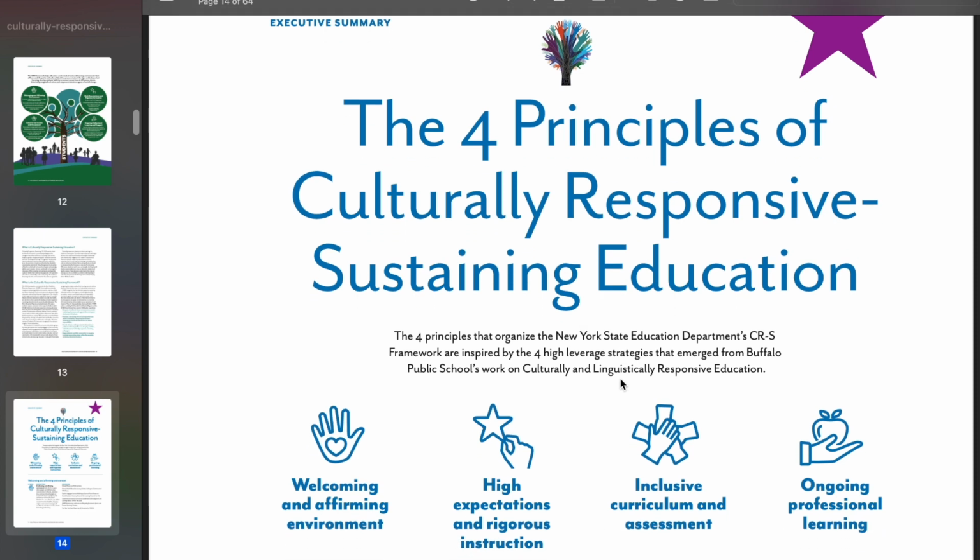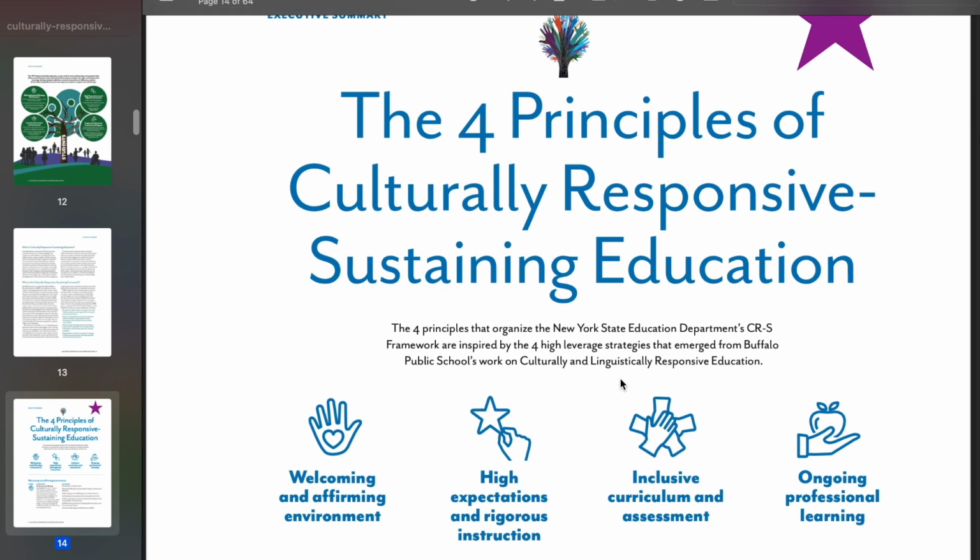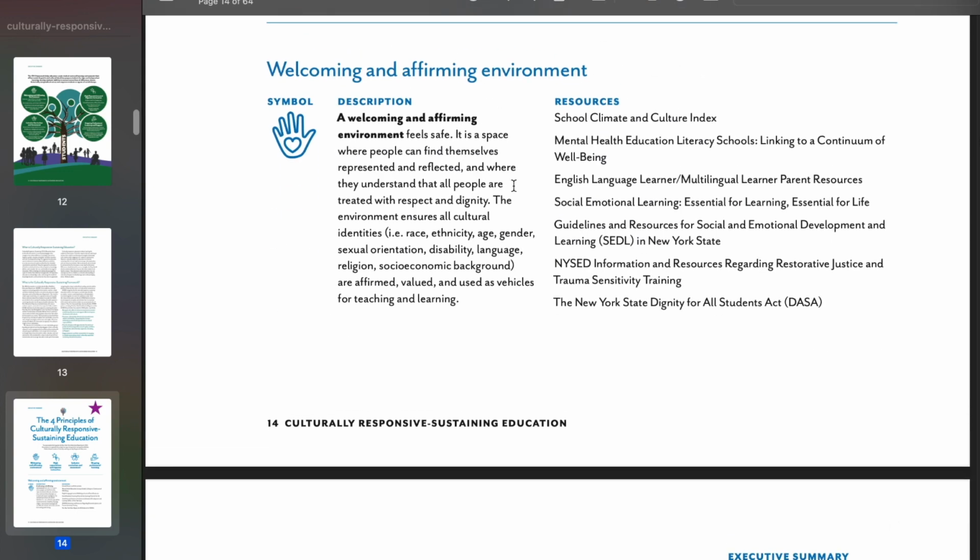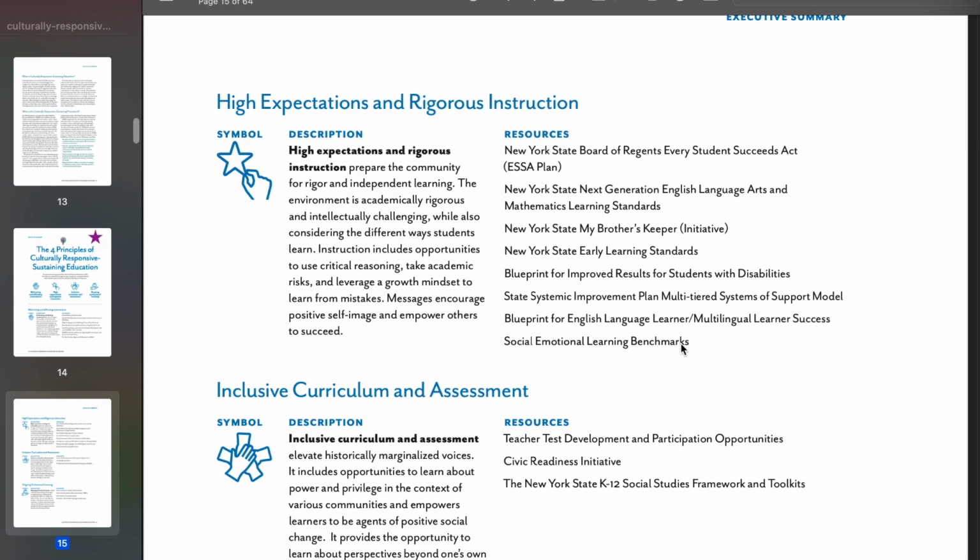So at a very high level, we have these 4 pieces: welcoming and affirming environment; high expectations and rigorous instruction, right? Because we need high expectations, high support. We can't reduce our expectations. Inclusive curriculum and assessment, which is my bread and butter, so I'll be talking a lot about that in the highlights of this video. And then of course, ongoing professional learning. There are descriptions and also resources for each one of these, so definitely go ahead and check these out.